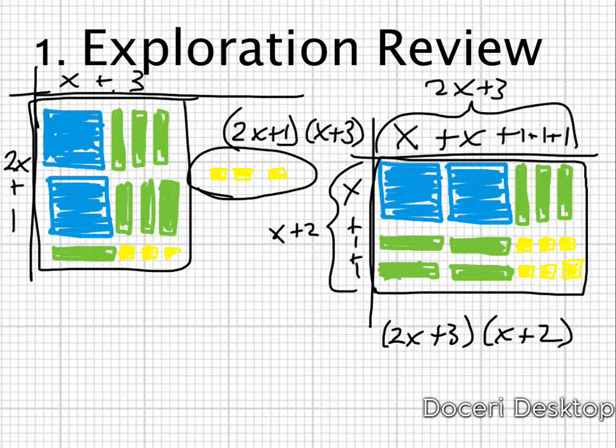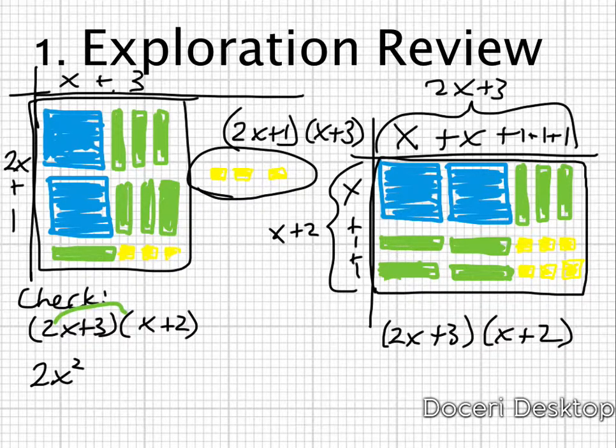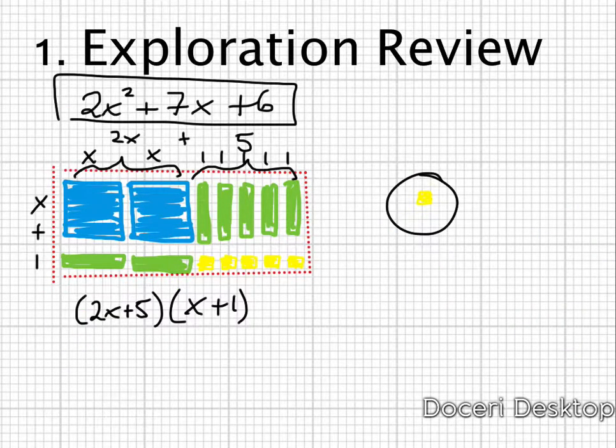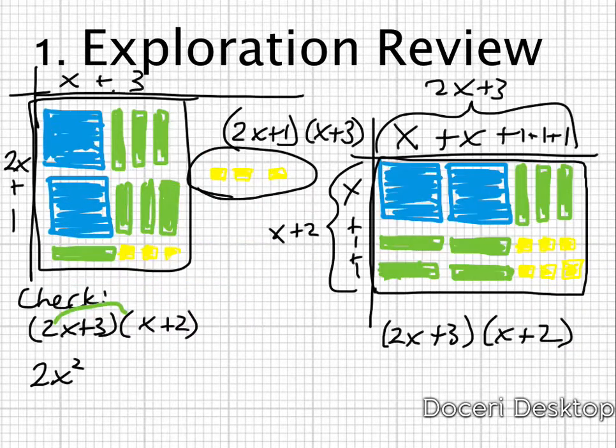Now just to double check, I can multiply these out. So let's do that. So if I multiply 2x plus 3, this is my check. 2x plus 3 times x plus 2. That means I have to distribute, so I'm going to take the 2x times my x. That gives me 2x squared. Well, looks like we're off to a good start. Remember, we want 2x squared plus 7x plus 6.